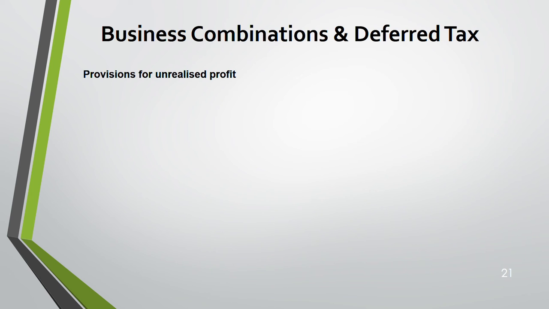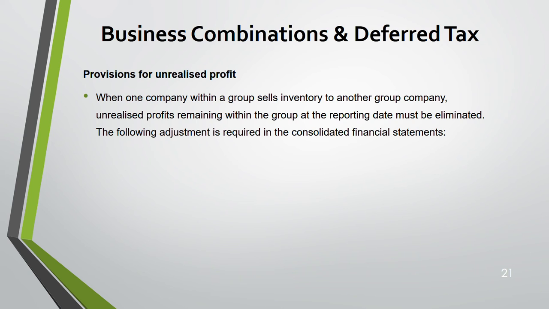The next issue, and this also arises in a business combination, not anywhere else. That is provision for unrealized profit. Here, when a group sells to each other, parent selling to a subsidiary or subsidiary selling to parent, anyway, okay? They're in one group only. So when a group company sells inventory to another, there is some unrealized profit remaining within the group. What do we do in the consolidation? We eliminate it.